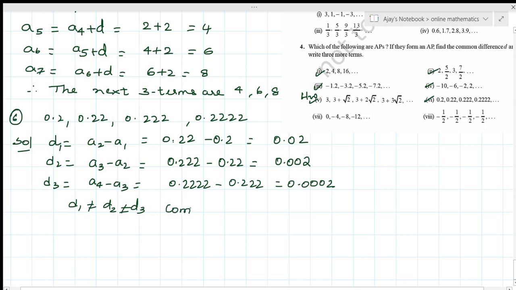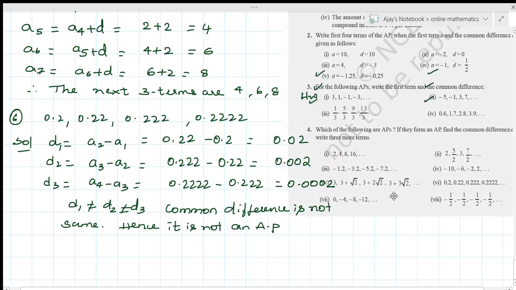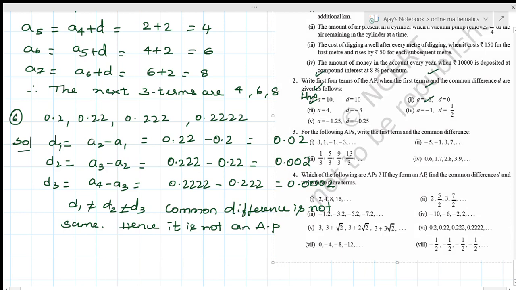So the common difference is not the same. Common difference is not the same. So hence it is not an AP. So I can conclude that it is not an AP. You need not find the next three terms. Hope you're getting it.